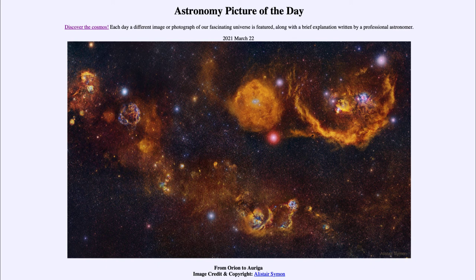So that was our picture of the day for March the 22nd of 2021. It was titled From Orion to Auriga. We'll be back again tomorrow for the next picture, previewed to be Old Stones and Mars. So we'll see what that is about tomorrow.